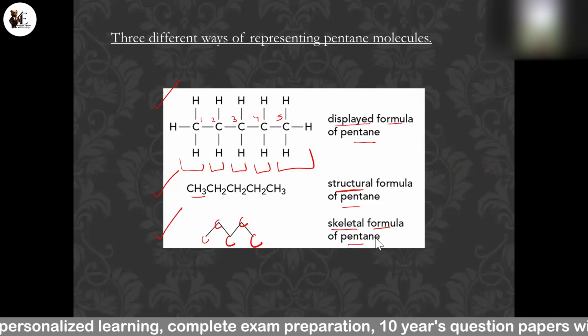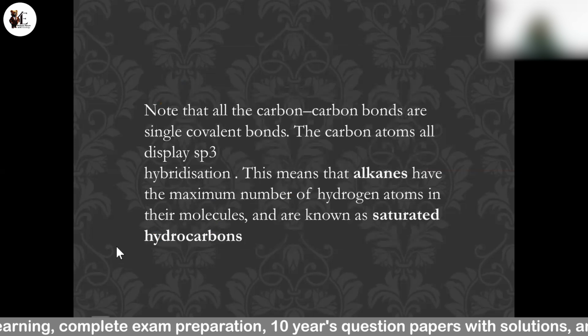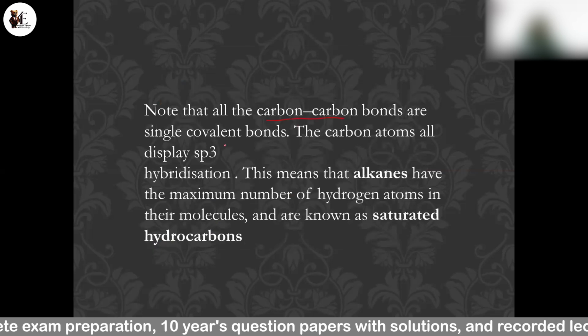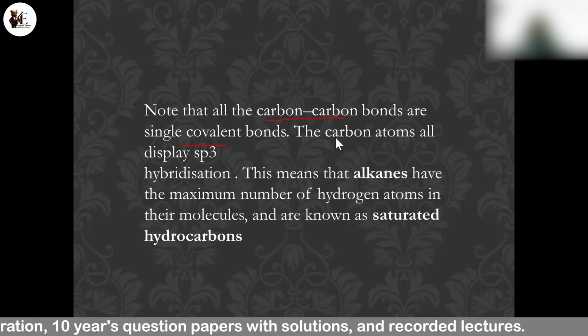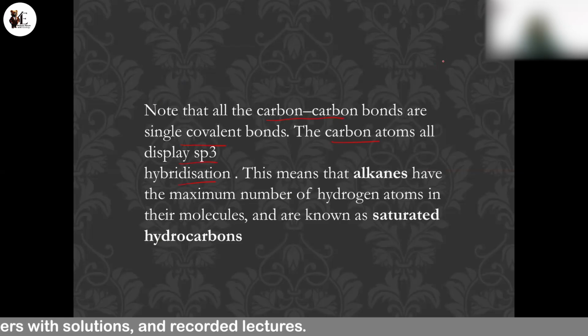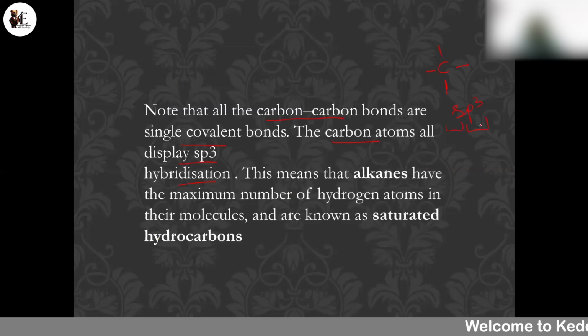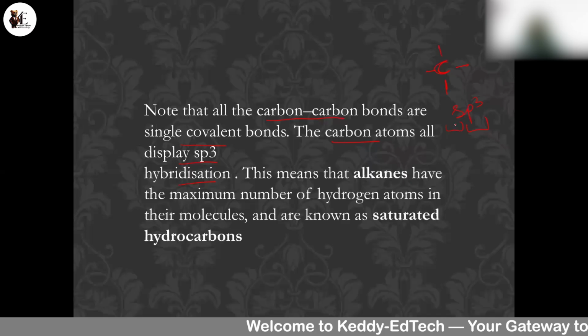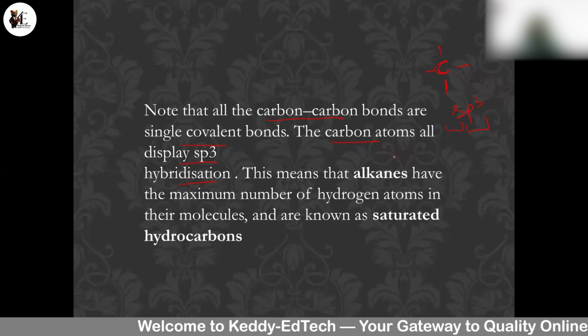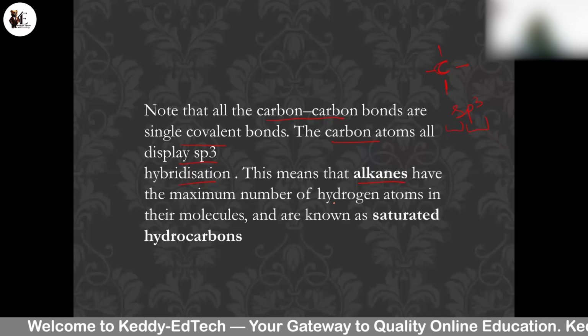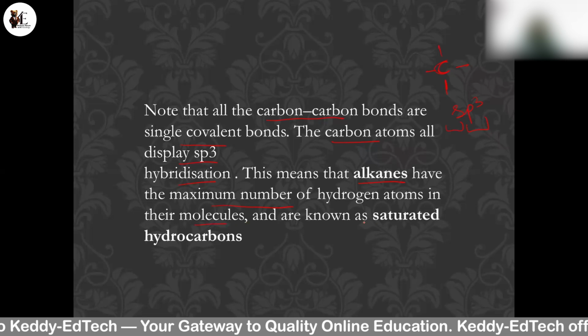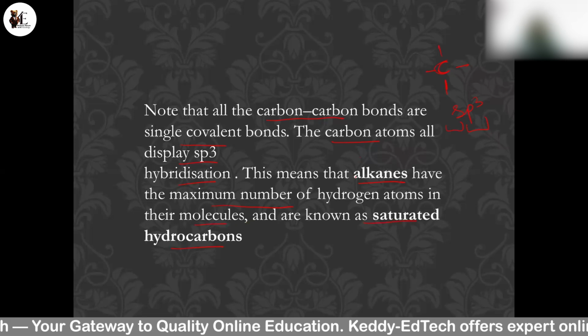Yes. Okay. So here you have to note that all the carbon-carbon bonds are single covalent bonds. So the carbon atoms all display sp3 hybridization. If carbon is having 4 bonds, then it shows sp3 hybridization: 1 from s and 3 from p, so the total becomes 4 sigma bonds. It means that alkanes have the maximum number of hydrogen atoms in their molecules and they are known as saturated hydrocarbons.